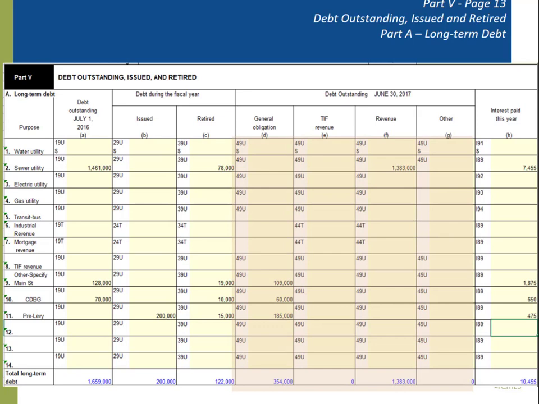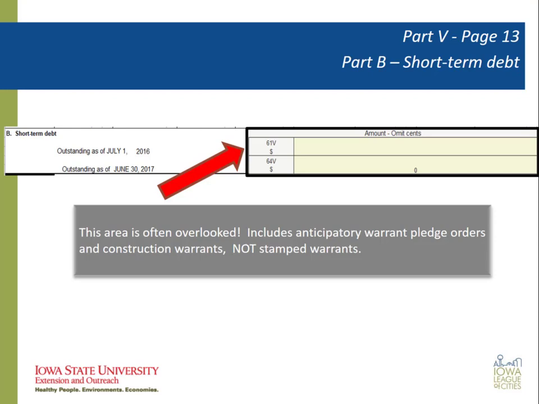The next column looks at outstanding debt at the end of the fiscal year, June 30th, 2017. It is showing you the balance that's left. And again, these balances should be the same as what's on the outstanding debt report. They are broken into the columns of general obligation debt, TIF debt, and revenue or proprietary funds utilities. On the far right, you have column H. That is where you record any interest paid on these debts during the year. Just like all of the other workbook pages, all of your columns are totaled along the bottom in the blue numbers. Let's move on to Part B of Section 5.